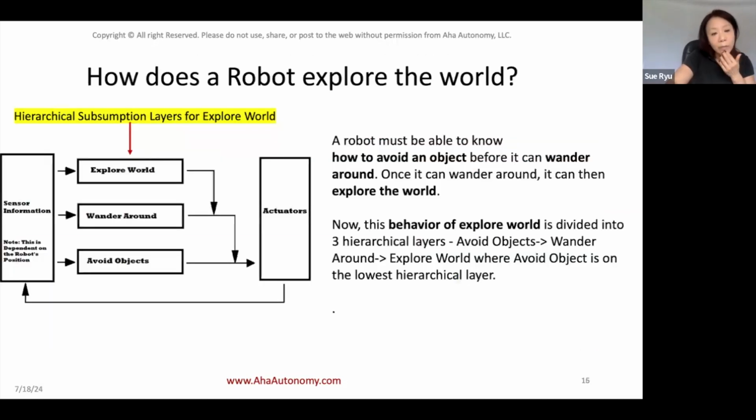So let me share with you what subsumption architecture is by going through a very simple example. How does a robot explore the world? In order to explore the world, it first has to know how to avoid an object. Once it knows how to avoid an object, it can then wander around, and then it can explore the world. So the behavior of explore world is subdivided in this hierarchical manner, with avoid object on the bottom layer, then wander around, and then explore world.